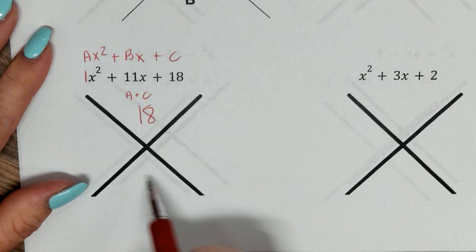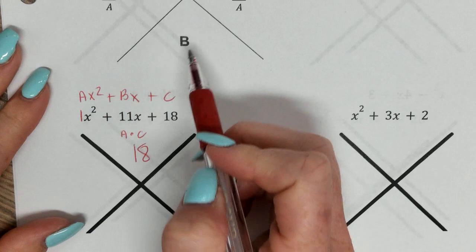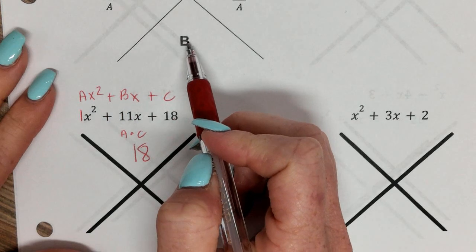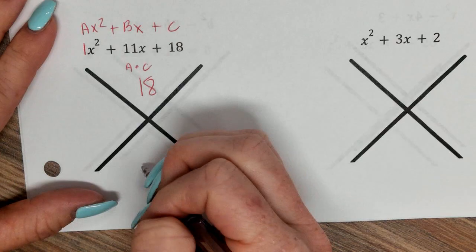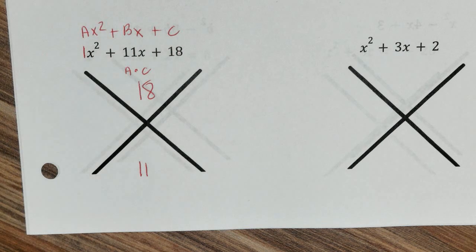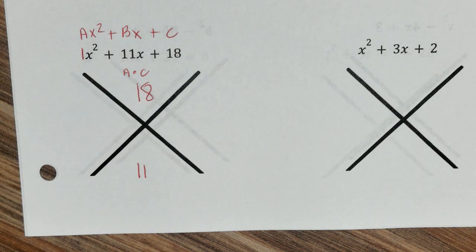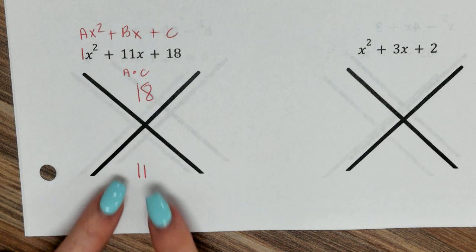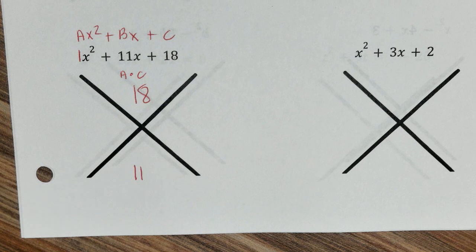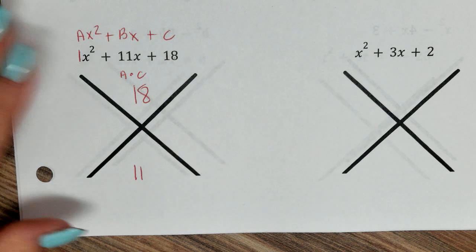And then in this part of the X, we just put the value of B. So what does B have a value of? Okay, so now your job is to find factors of 18. So what times what will give me 18 and add up to give me 11? So let's go through the factors of 18.